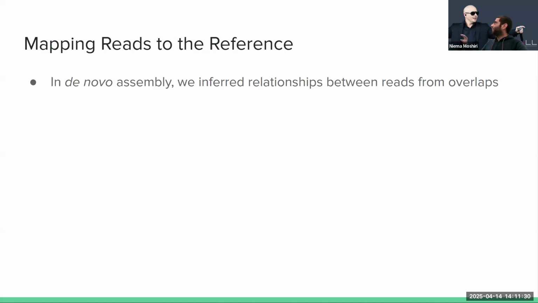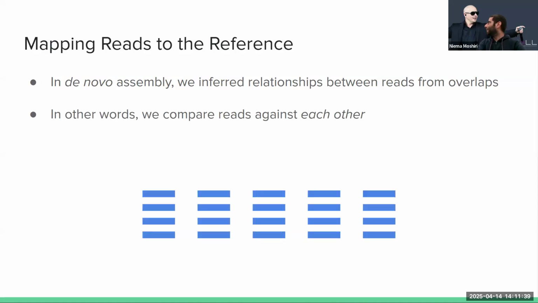So in de novo genome assembly, what we talked about last week, we basically inferred relationships between the reads by looking at their overlap. In other words, we were effectively comparing the reads against each other. So maybe the first and the second read compared against each other, first and the third, first and fourth, etc. We were looking at overlaps between the reads.